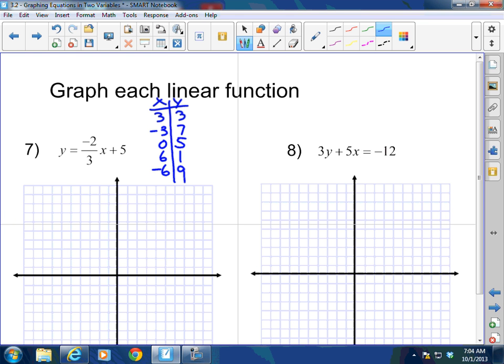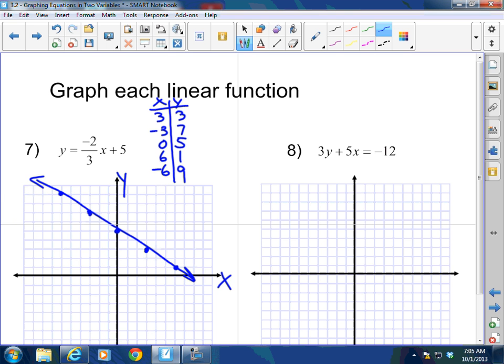Okay, so 3, 3. Negative 3, 7. 0, 5. 6, 1. And negative 6, 9. Connect the dots. You've graphed your line. Label your x and y axis.